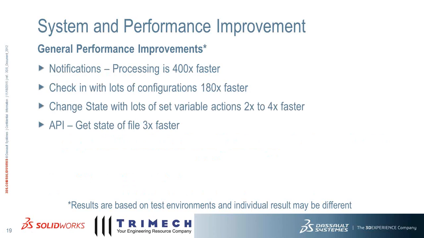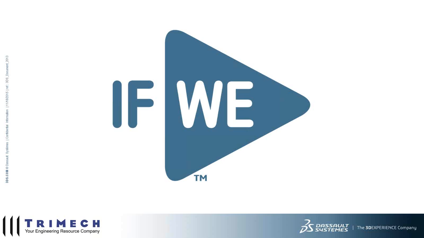Additional general performance improvements. Again, keep in mind results are based on test environments and individual results may be different. Notifications are processed approximately 400 times faster. Check-in with lots of different configurations, they've improved that. It's 180 times faster. And then change state with lots of set variable actions is 2 to 4 times faster. And the API interface, get state of file, is 3 times faster.